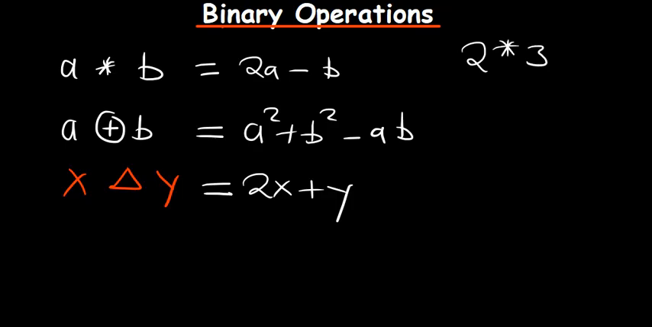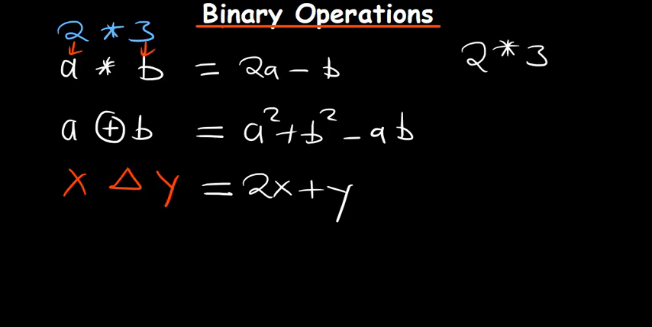Okay, what does that mean? So what that means is you have to substitute in the equation. If you look at the first part, 2 star 3, you can see that a is matching up with 2 and b is matching up with 3, so it implies wherever there is a, you're going to put a 2.